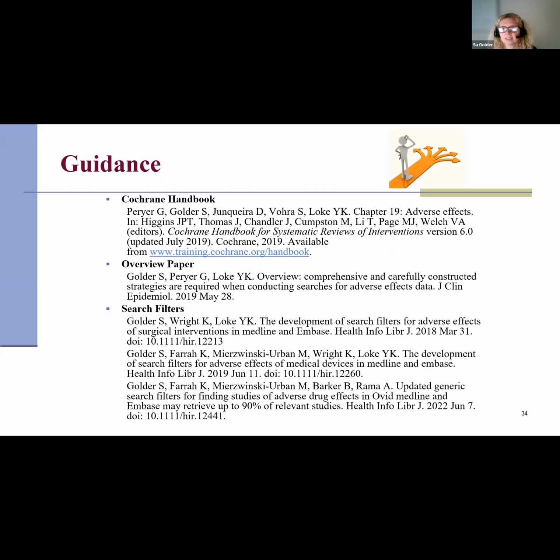So there is guidance out there. I've just included some references to the search filters. And you'll all be aware, I'm sure, of Chapter 19 in the Cochrane Handbook.